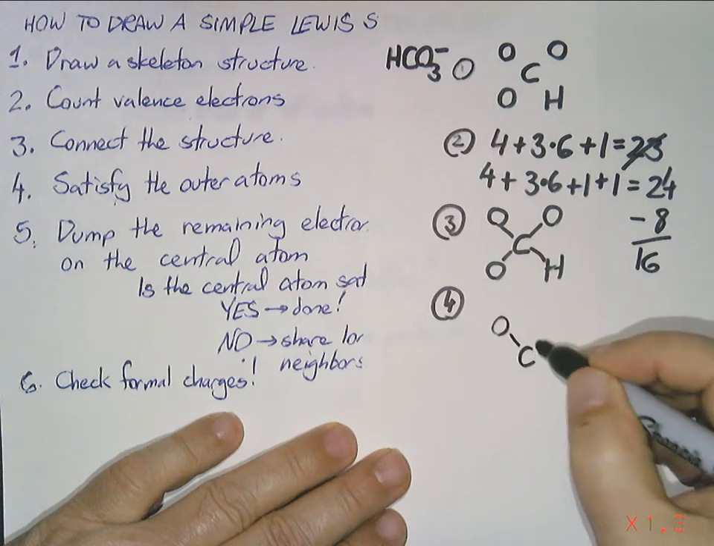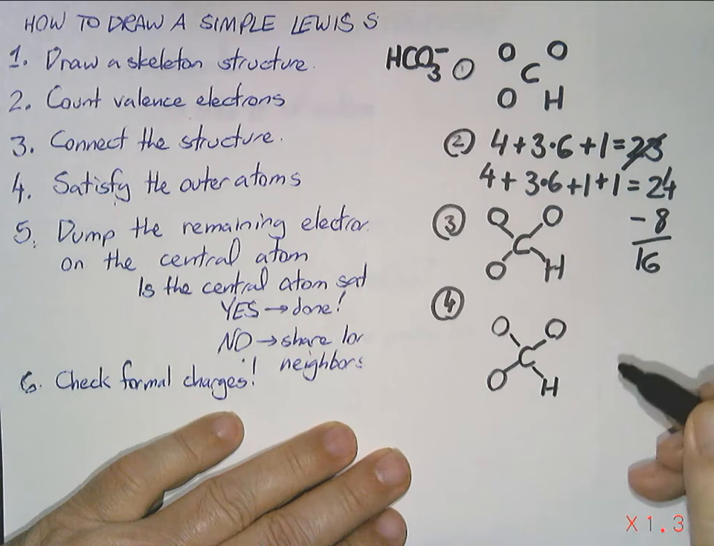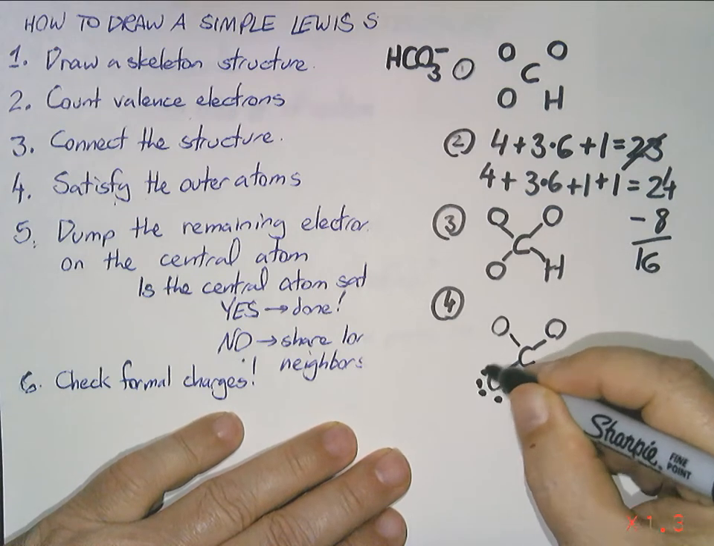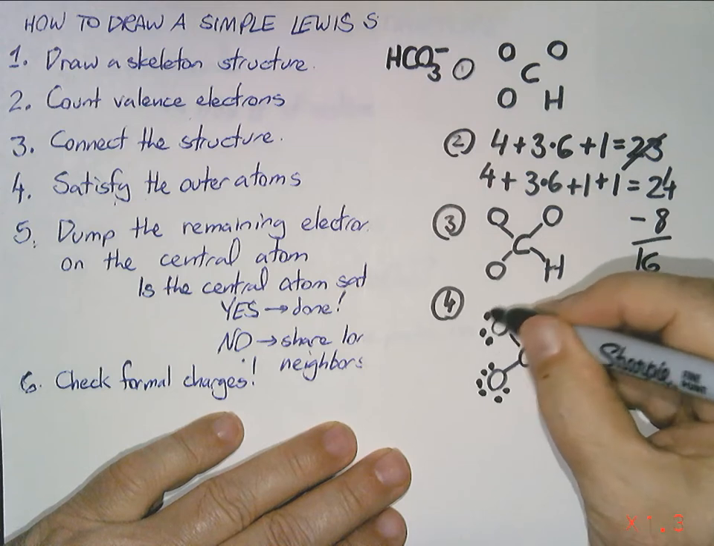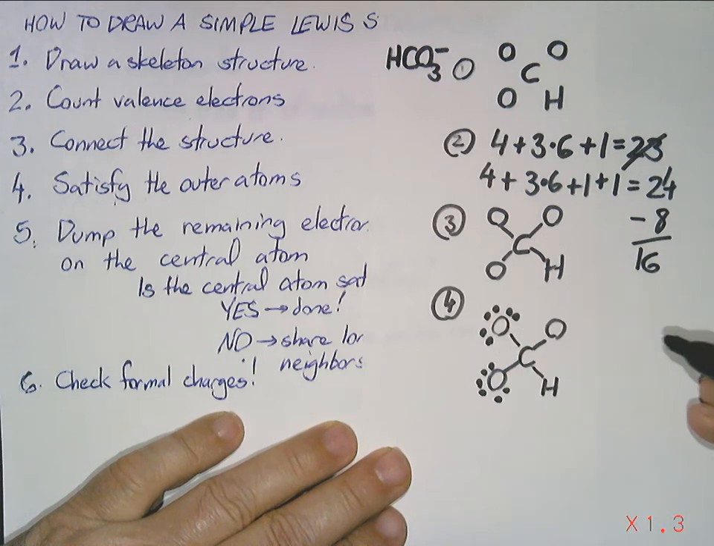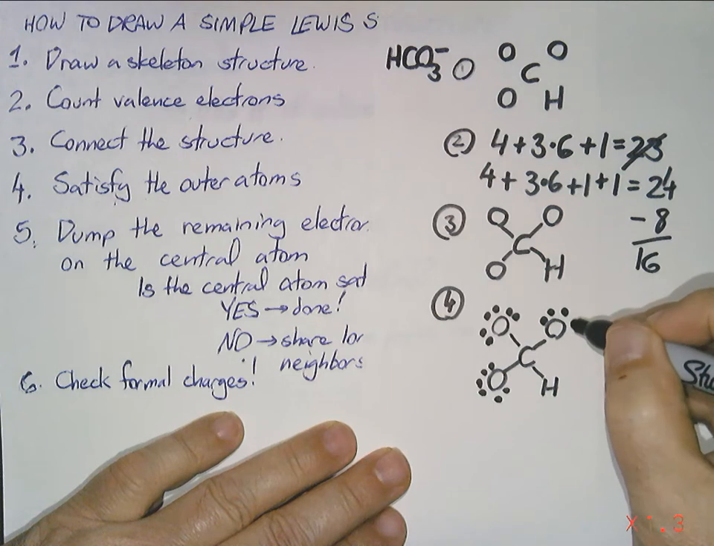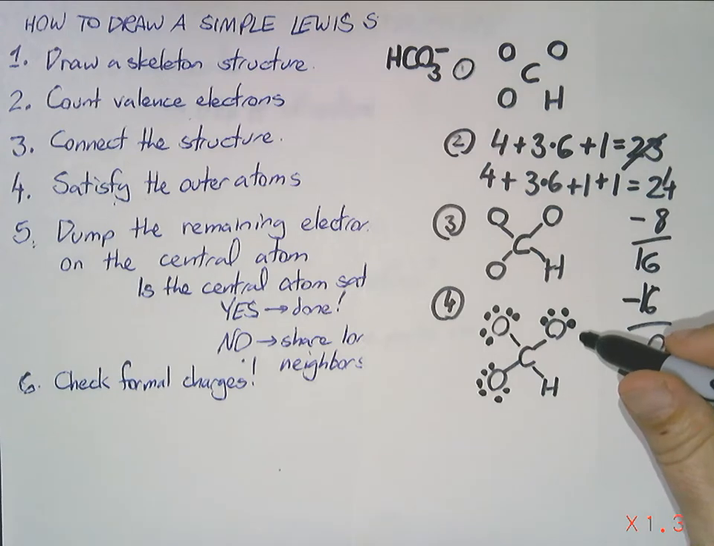So, watch what happens here. 1, 2, 3, 4, 5, 6. That one's satisfied. 7, 8, 9, 10, 11, 12. That one's satisfied. 13, 14, 15, 16. 16 is all I've got. I could not satisfy that outside atom.